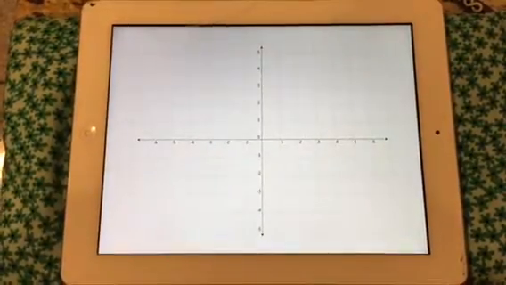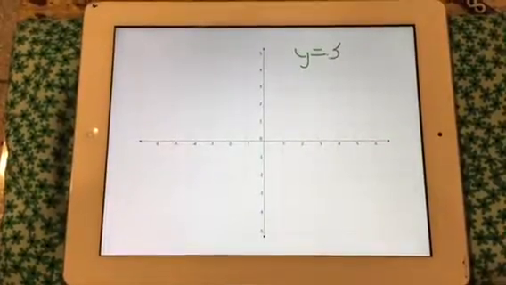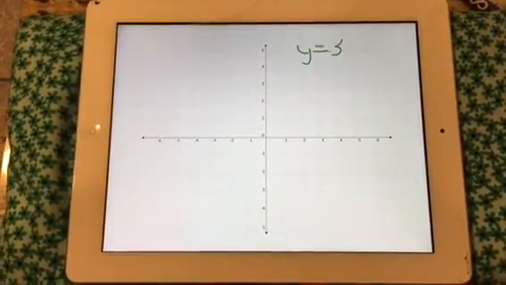Let's look at y equals, no, let's not do that one. Hold on, guys.